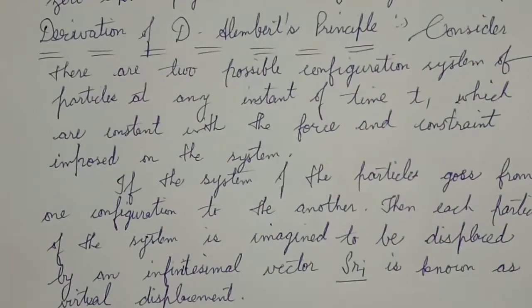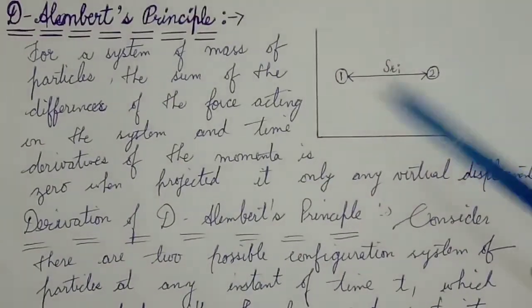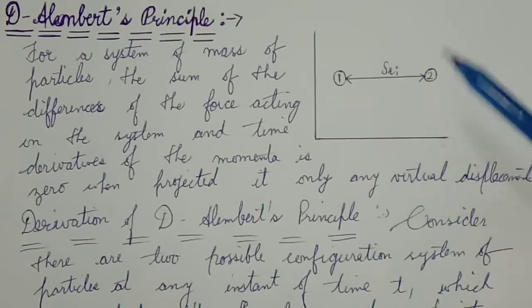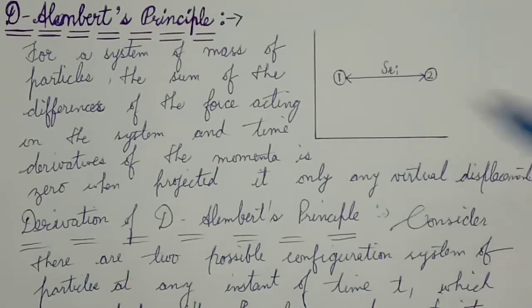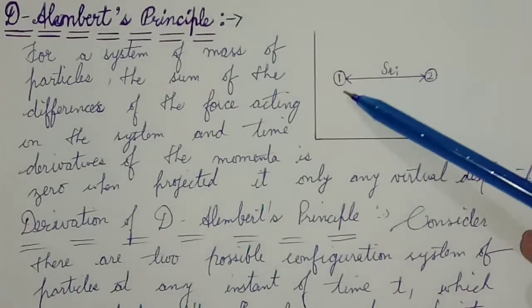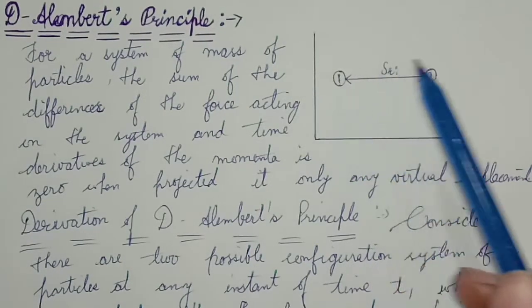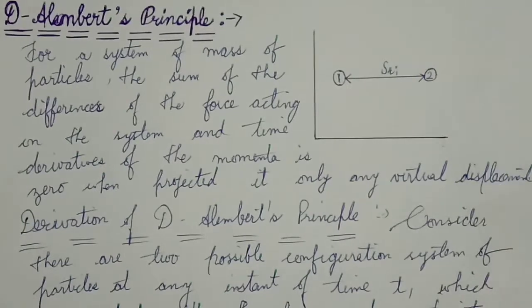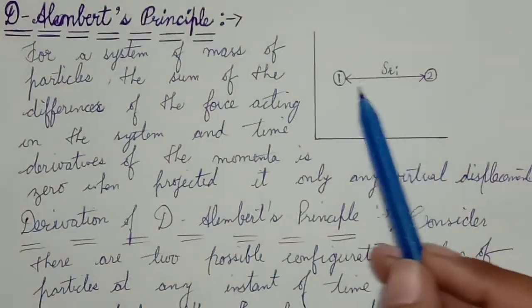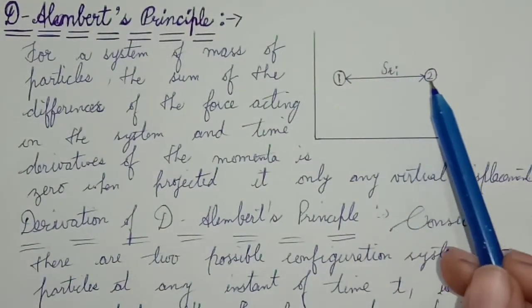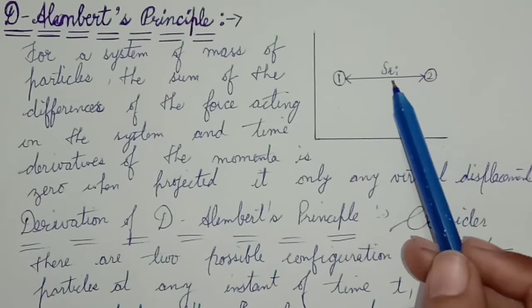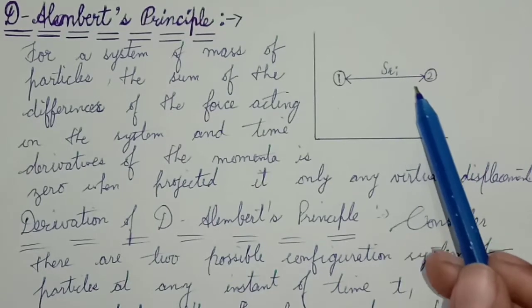That means if the system of particle goes from one configuration to another, that means when the particle moves from here to here, then we imagine as that each particle goes from its mean position to here, then it covers some distance which is known as virtual displacement, which is delta Ri.